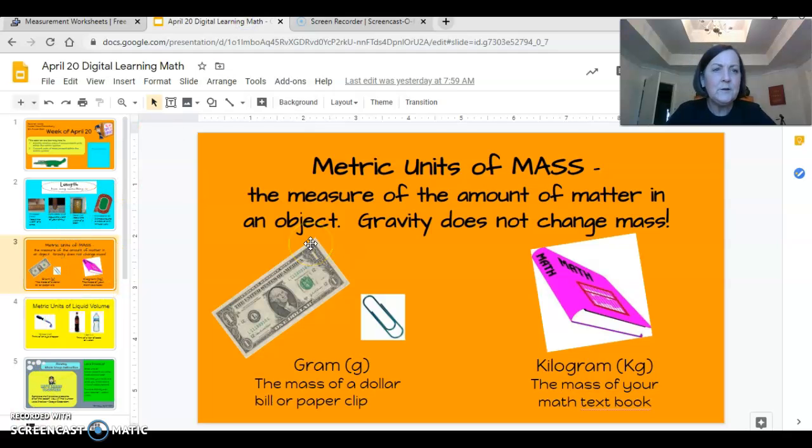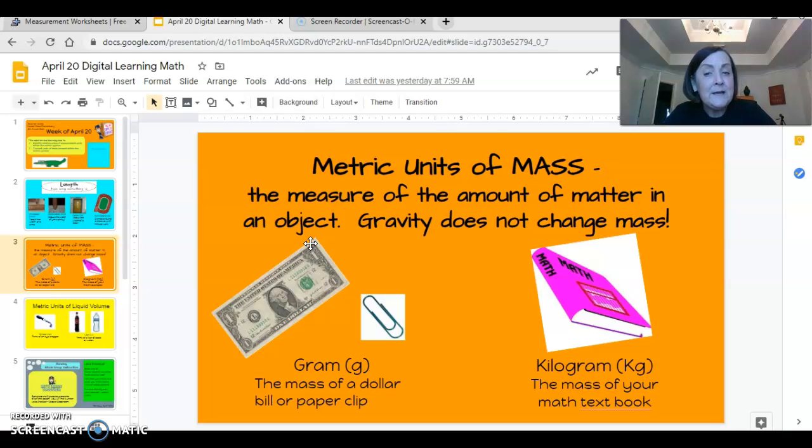So another unit of measurement is called mass. And mass is the amount of matter that is in an object. So gravity cannot change mass. So we are going to look at the 2 units. There's only 2 for mass. One is a gram, which is an abbreviation of G. And the other one is kilogram, which is a kg.